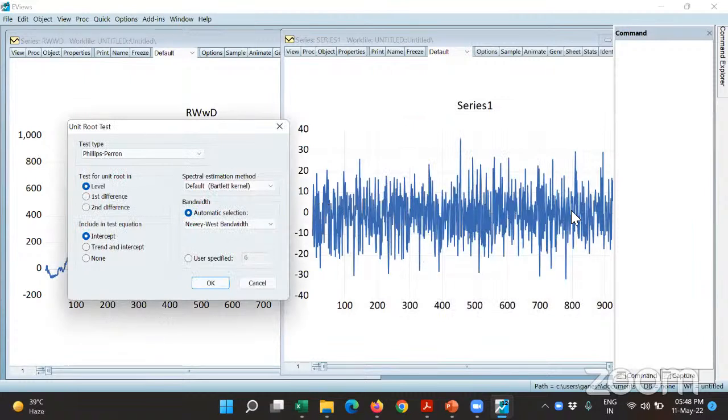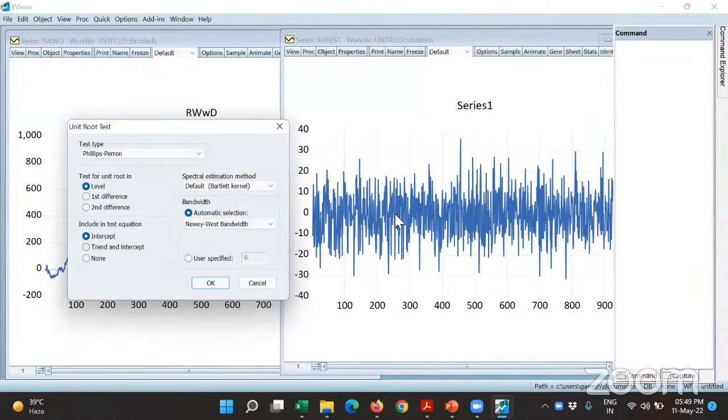Okay, I have a series here that doesn't show any kind of trending behavior, either upward or downward. It doesn't show any kind of trend itself, so I should not be opting for the trend option.